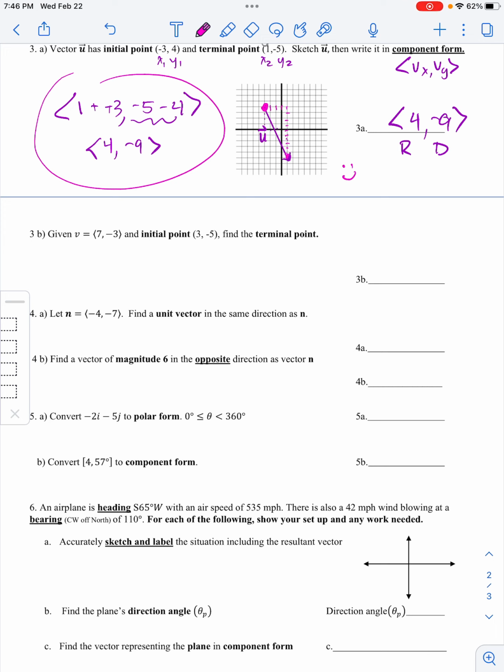Okay, so here, this is my initial point, and this is, oh, interesting.